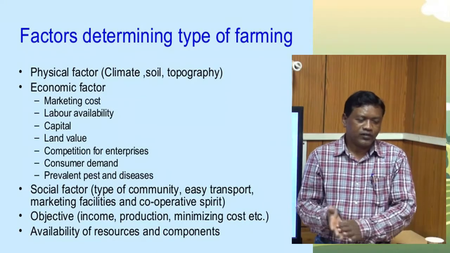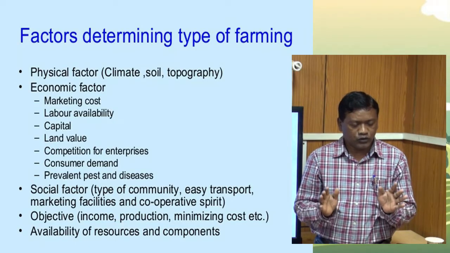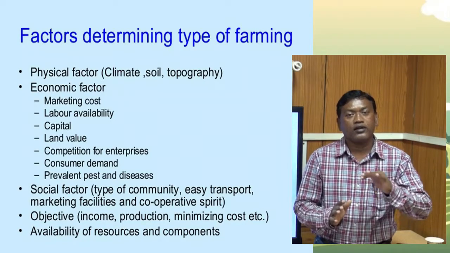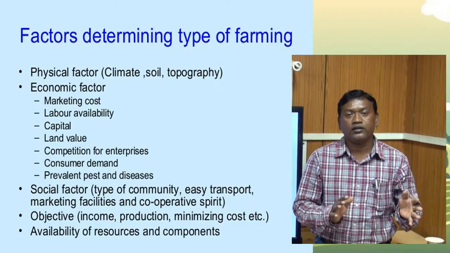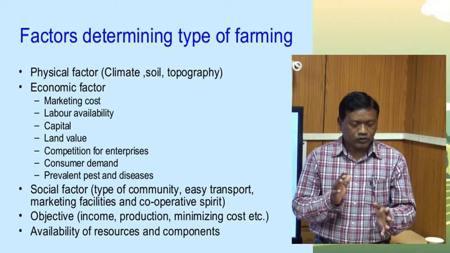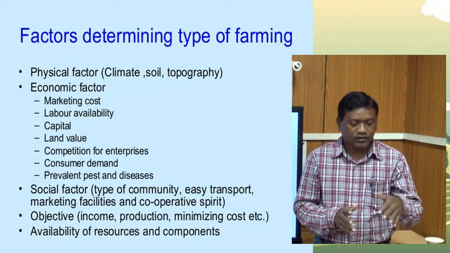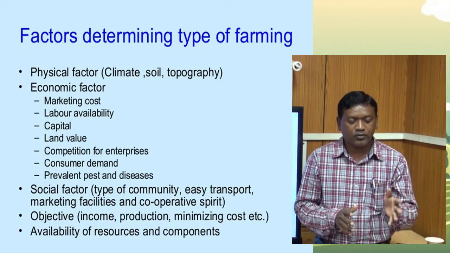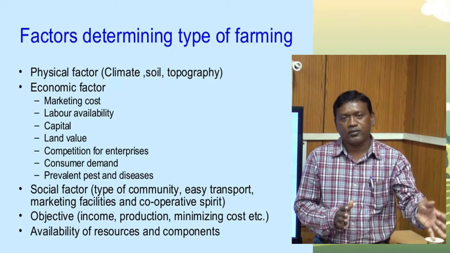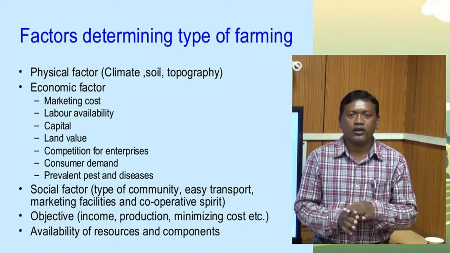Next, the social factor is very important for determining the farming systems. So first you should think about the social factor. Social factor means community. If the communities don't like that type of enterprise, then it is very difficult to run that enterprise. So the social factor is very important for selecting the enterprises. The people must have a cooperative spirit, because if the people don't like this type of enterprise, or if the people cooperate with you, then it will be much better to run your enterprise.